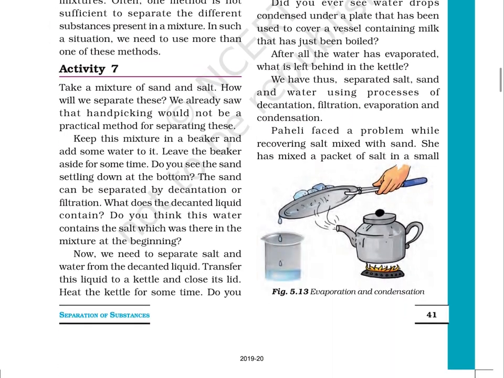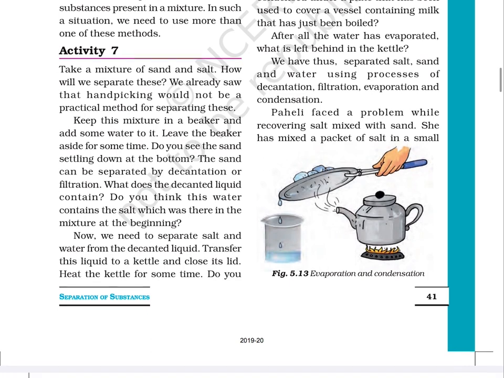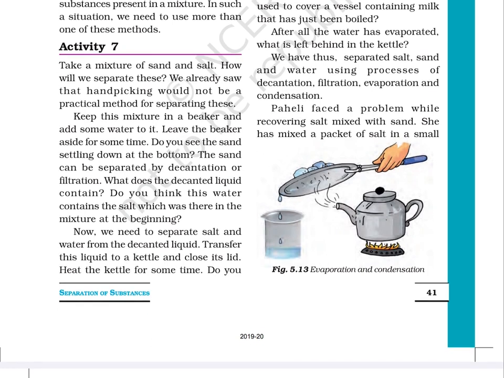Activity 7. Take a mixture of sand and salt. How will we separate these? We already saw that hand picking would not be a practical method for separating these. Keep this mixture in a beaker and add some water to it. Leave the beaker aside for some time. Do you see the sand settling down at the bottom?